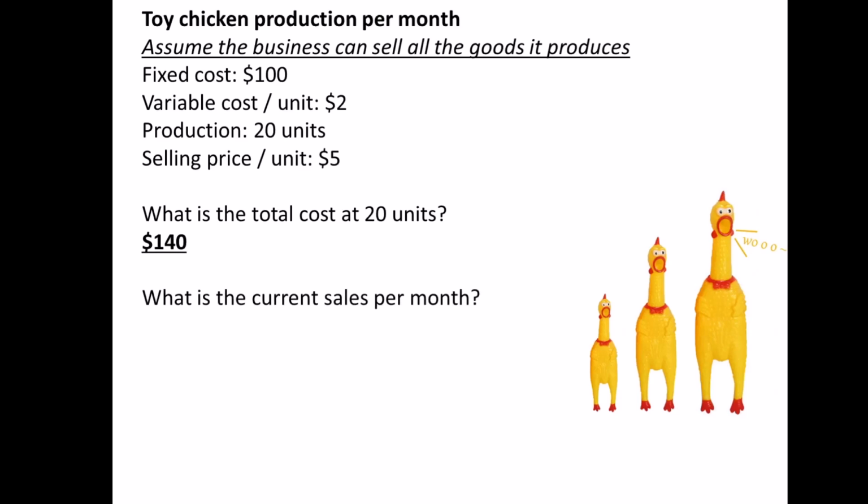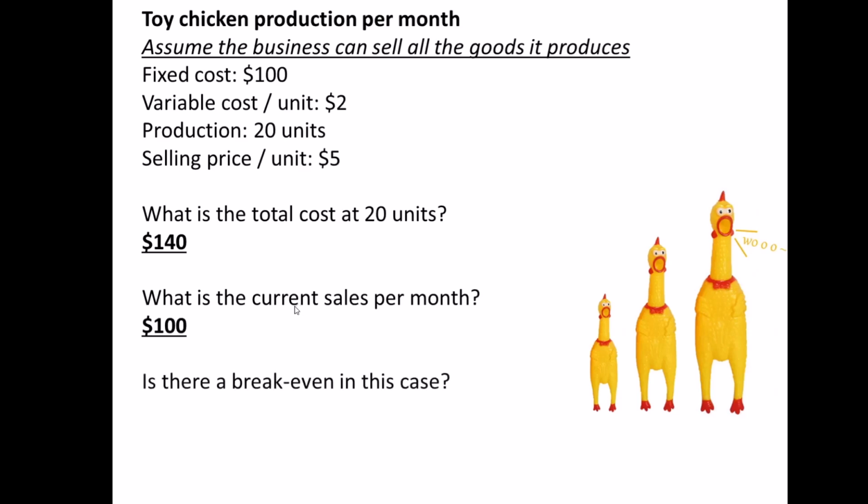What is the current sales per month? Right now we are talking about the production per month. So here, current sales per month, what is it? 100. Right, using the 20 units, that's our production, because we have made the assumption that we sell all the units that we produce. So we are selling 20 units, and we are selling the product at $5. So 20 times 5, that is 100. Easy, right? Let's go to the next one.